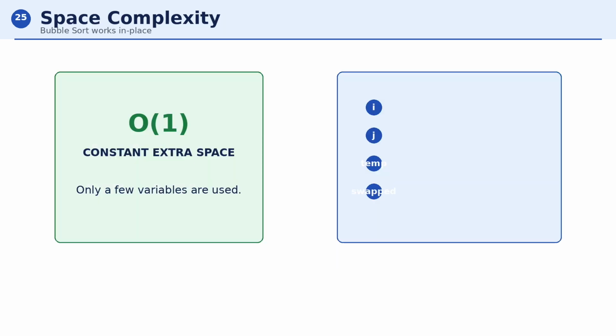Now let's look at space complexity. Bubble sort works directly on the original array. We are not creating another array containing all the elements. We use only a few extra variables such as i, j, temp and optionally swapped. The number of these variables doesn't grow with the size of the input. Therefore, the extra space complexity is O of 1. This is called constant space.